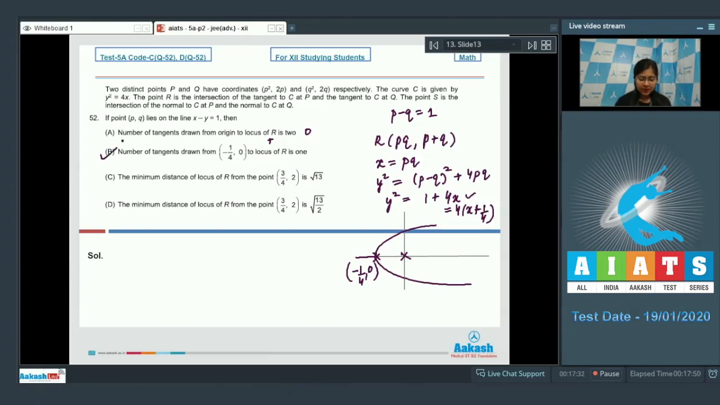So this is correct. Minimum distance of locus of R from the point 3 by 4, 2 is. See, here we see if we put 3 by 4, 2, then we will see that it is lying on the curve. This point is lying on the curve. So minimum distance will definitely be 0. So these two are also incorrect. So B is the correct answer.